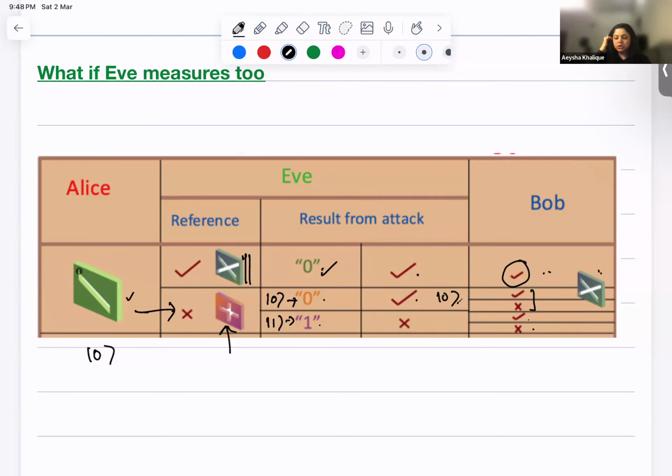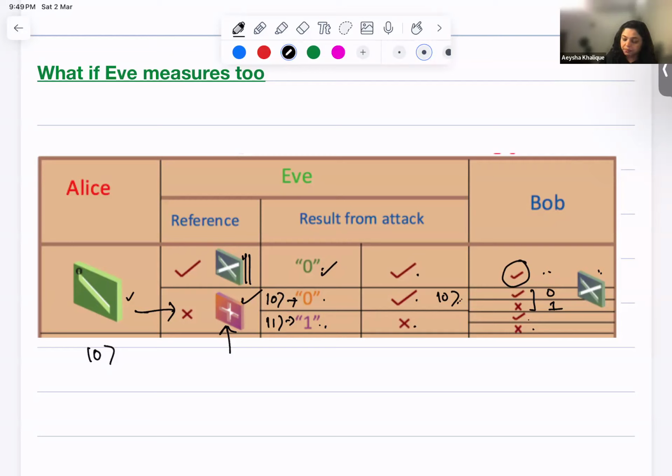The diagonal ones. So there is a 50% chance that with the wrong basis compared to this reference, which is now Eve, there's a 50% chance of getting the bit value 0 and 50% chance of getting the bit value 1. So his bit value will match only in half the cases in this case. But if Eve gets the bit value 0, her bit value doesn't match, her answer is wrong.